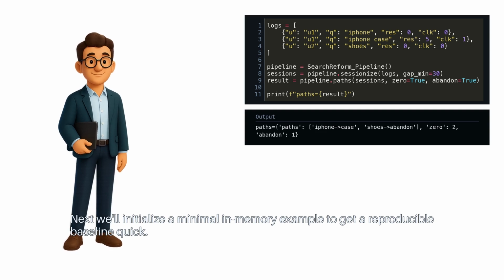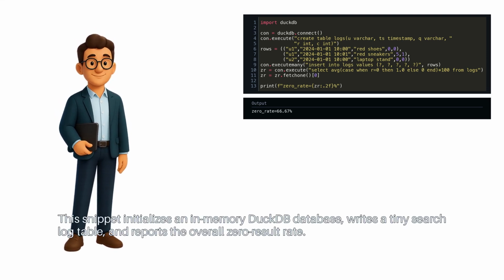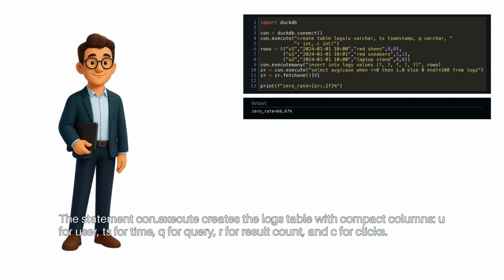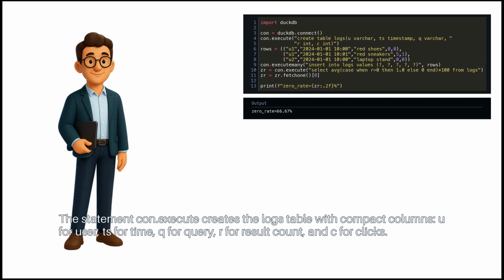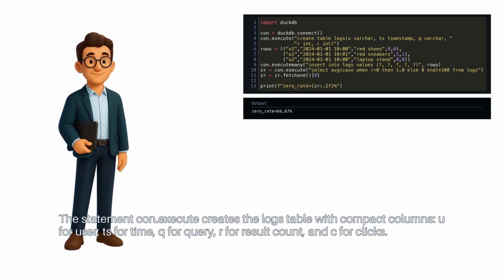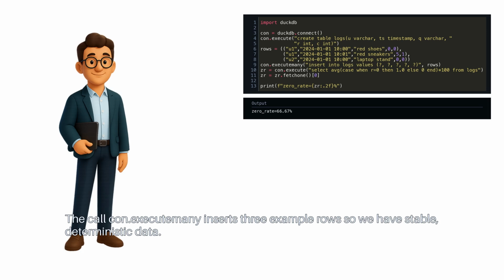Next, we'll initialize a minimal in-memory example to get a reproducible baseline quick. This snippet initializes an in-memory DuckDB database, writes a tiny search log table, and reports the overall zero result rate. The variable con is the DuckDB connection created with duckdb.connect. The statement con.execute creates the logs table with compact columns: U for user, TS for time, Q for query, R for result count, and C for clicks. The call con.executemany inserts 3 example rows, so we have stable, deterministic data.